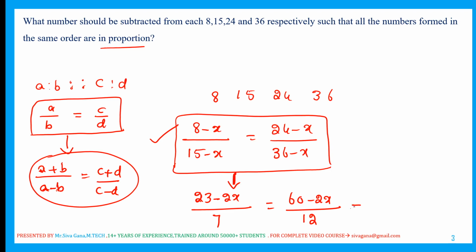Upon calculation using cross multiplication, I already calculated. For saving the length of the video, I am directly giving the answer, but you need to do the calculation. The main intention here is the idea. Giving the idea is important. Once the idea is okay, you can do the calculative part. The calculative part is secondary, right? The answer for this question is minus 72 by 5. So you need to subtract minus 72 divided by 5 from each number so that they are in proportion.